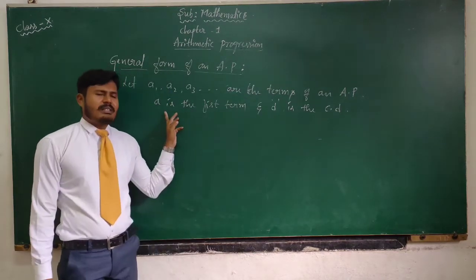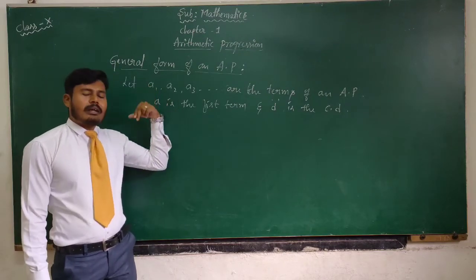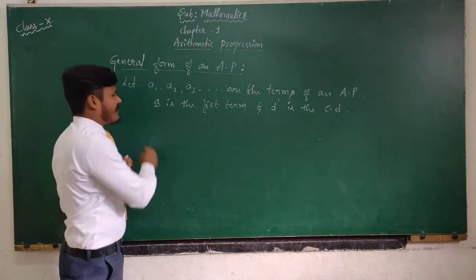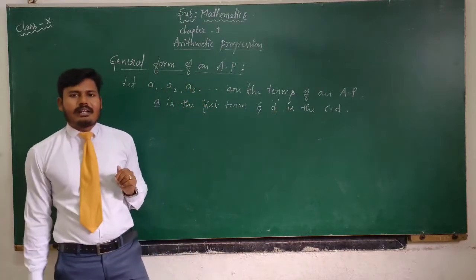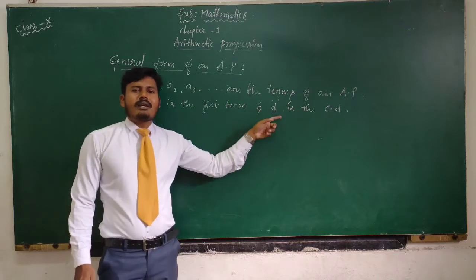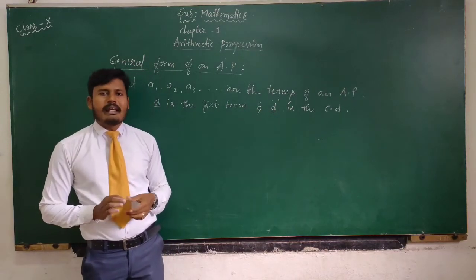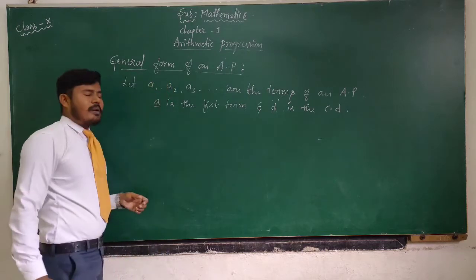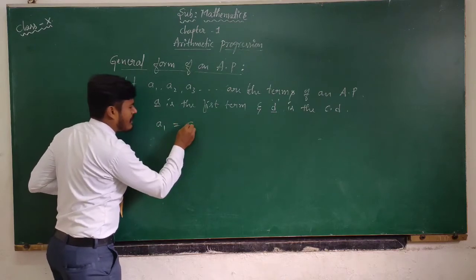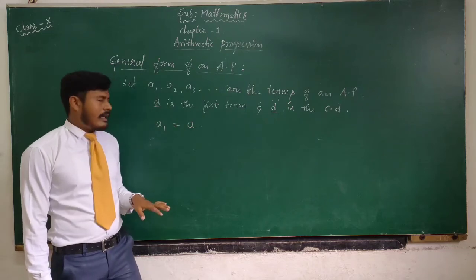So here a is the first term, with suffix 1. A1 is also called the first term, and A1 can also be written as a. So a is the first term and d is the common difference. If you know these two values, first term and common difference, you can create so many terms of any arithmetic progression. We know that the first term of an AP is nothing but a.